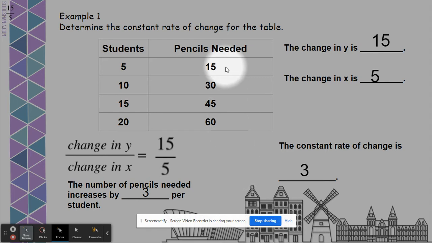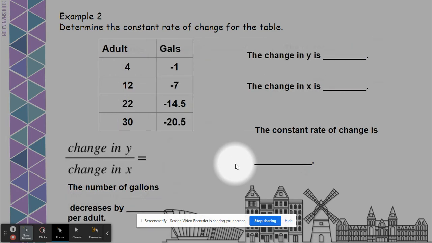Now, I hope you notice I didn't check all the way down. I don't need to. I just need to check one. Everything we're giving you in this unit is linear. So if you check one, the first one, and do these calculations, you will find the constant rate of change.